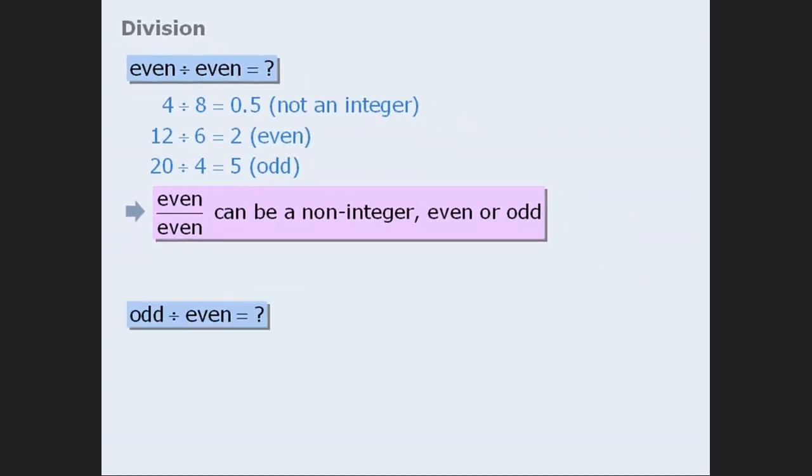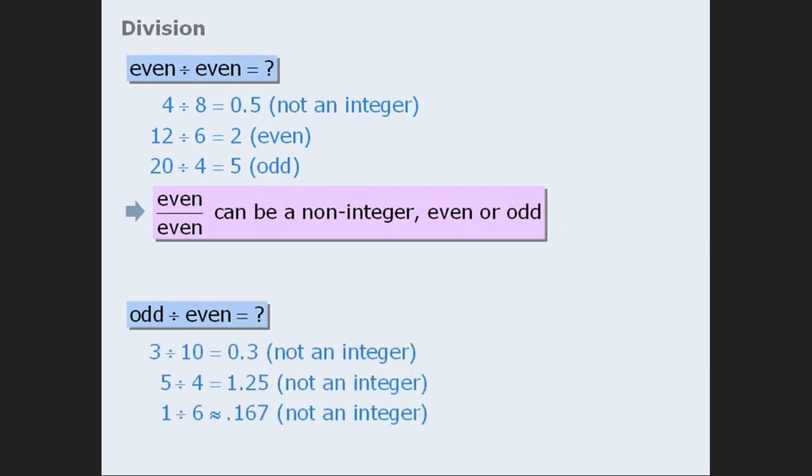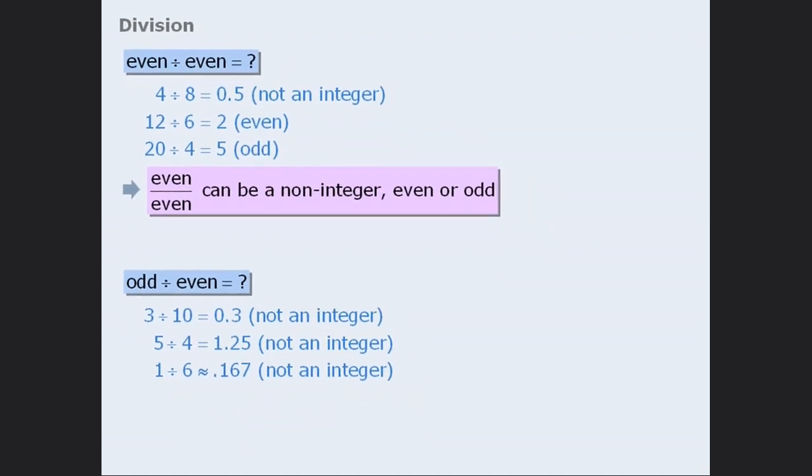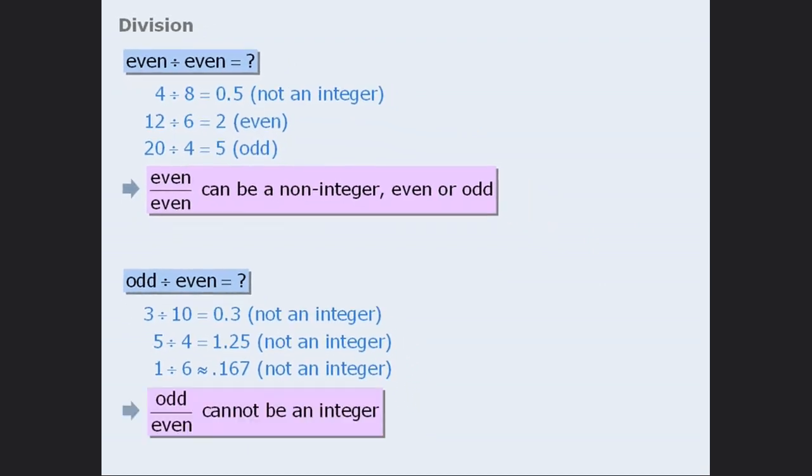Okay, now let's see what happens when we divide an odd number by an even number. When we try this, we see that the quotient can never be an integer. So we can conclude that an odd number divided by an even number can never be an integer.